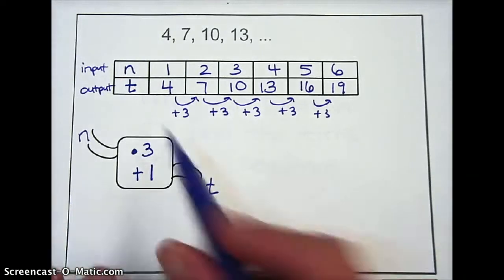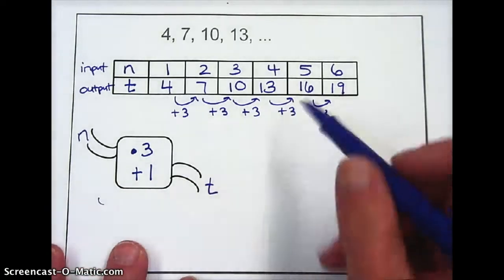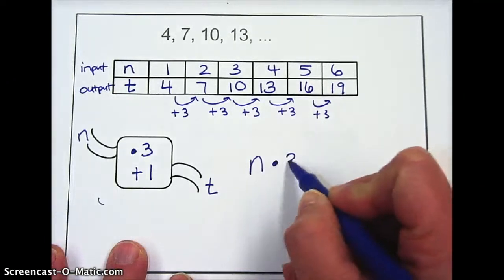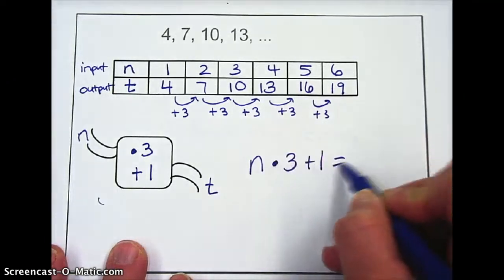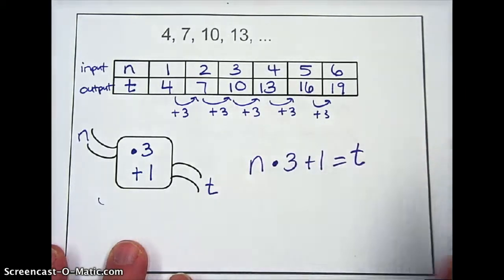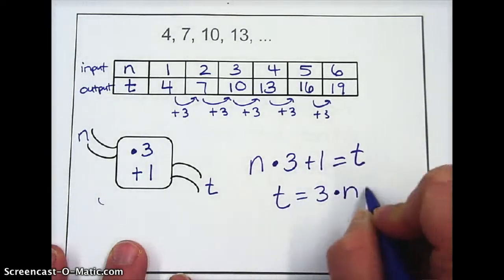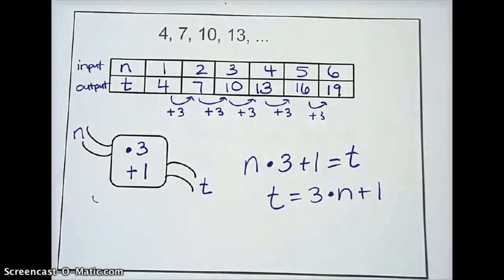So now you have this great function machine to make an equation. You can just think of it as this: n times 3 plus 1 equals t. Some people like to write it like this. It does not matter. Both ways are acceptable.